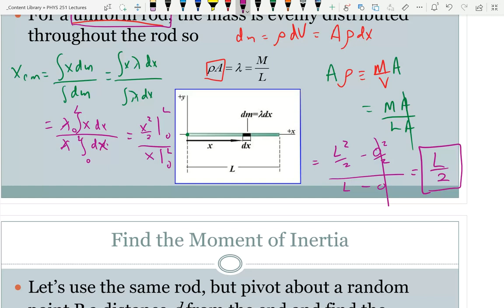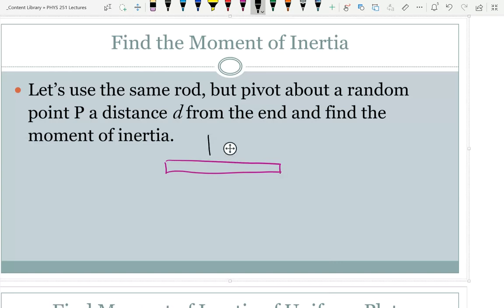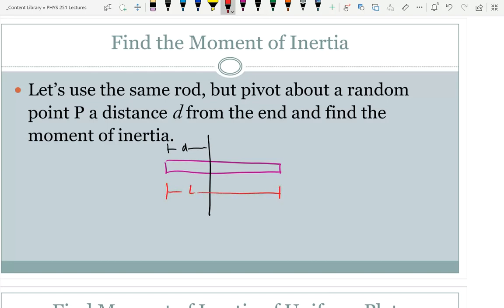Notice what the next problem is. Same with the pivot random. Find the moment of inertia. We're going to use the same rod, and now it says pivot about a random point P, a distance D from the end. Oh, Lordy, we made it a lot harder. Yeah, we did. Well, unless you start from the 0, then that cancels out. Start where it equals 0. Take the moment about that. That's D, and then L is the whole length. And the center. Not torque, but the moment of inertia.